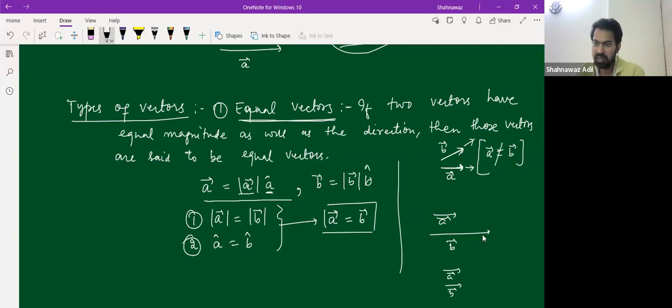And what about these two vectors? Are these vectors A and B equal? The magnitude is not equal. Yes, the direction is the same, but this magnitude is not. So this length is unequal, so this is not equal. And by looking at these figures, we can say that the direction and the magnitudes are equal, so these vectors are equal. Did you guys understand this part?